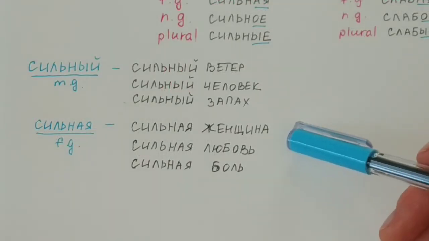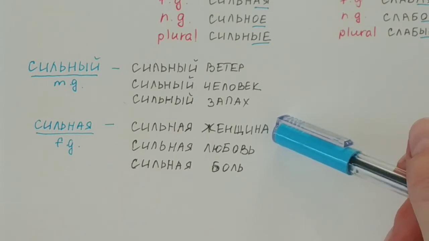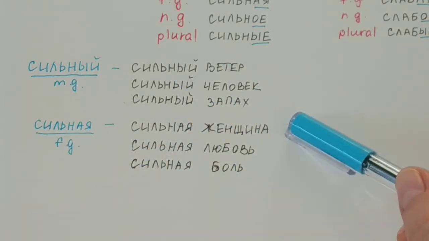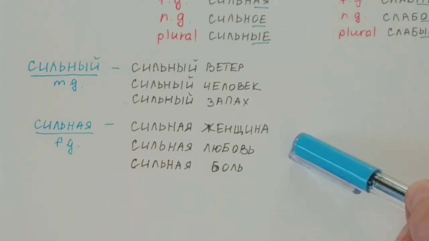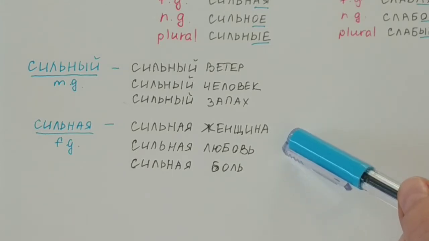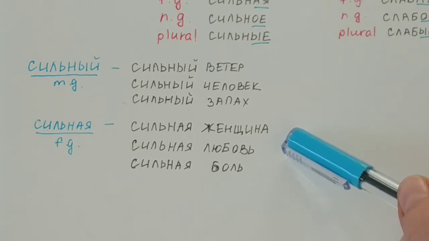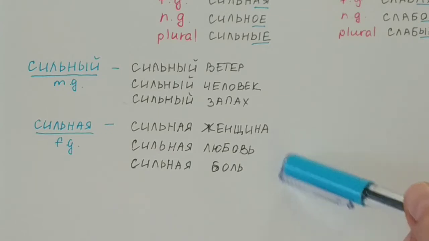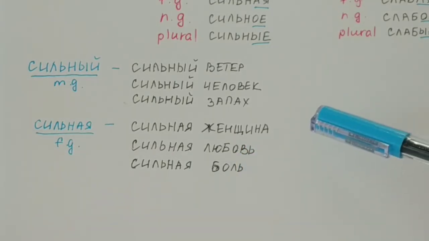Next, here are the examples for using the adjective сильный in its feminine gender form, which is сильная, in some phrases. The first phrase here is сильная женщина. Женщина means a woman. So сильная женщина can be translated as strong woman, and here it can mean both literally and figuratively, like a morally strong person. So both ways are correct depending on the context.